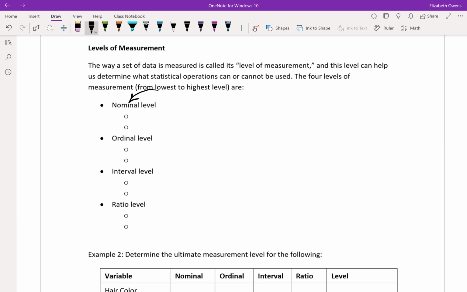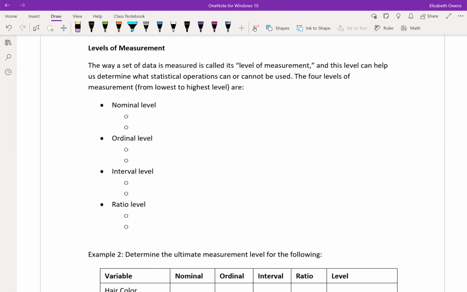So nominal is the lowest level of measurement. We might say it's the least refined or least specific. Then the highest level here is ratio level. That would be the most precise, most specific, most characteristics that we can have. So, in order from lowest to highest, these are the nominal level, ordinal, interval, and ratio level.